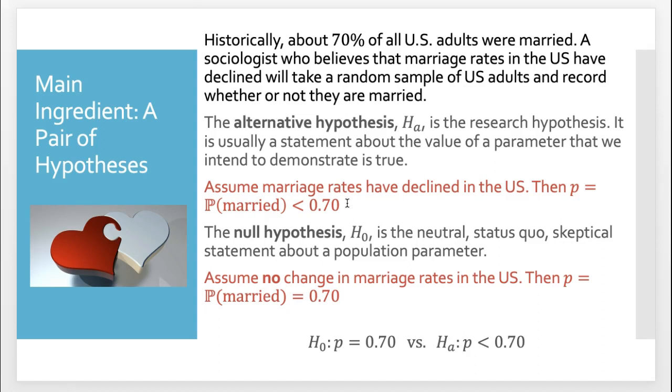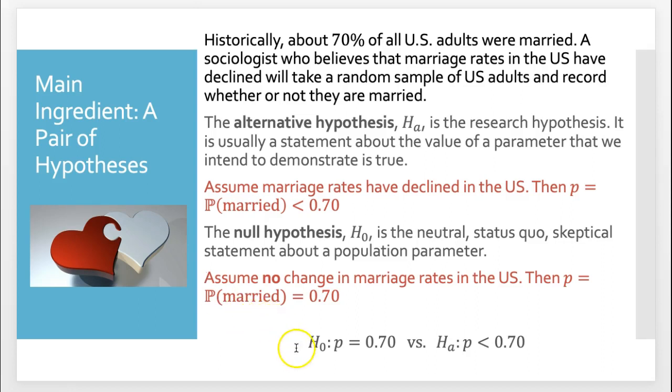So whenever we're given proportions, they could be in percentages, but when we do the hypothesis test and the math, always convert to decimal. Now the null hypothesis, remember, is the neutral status quo skeptical statement. So in here we're just going to assume no change. There's no change in marriage rates in the U.S. So that's kind of a neutral approach. We're just saying that p, the proportion of U.S. adults that are married, hasn't changed at all, and it's still 70%.